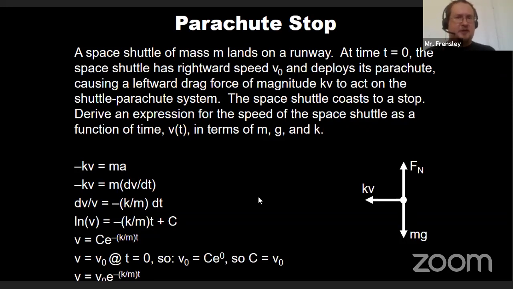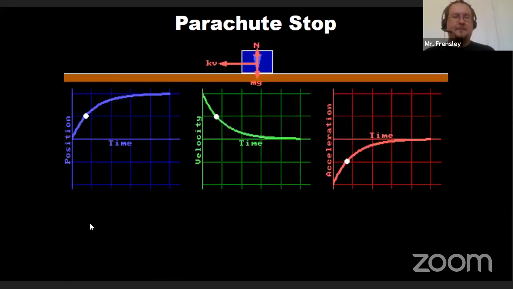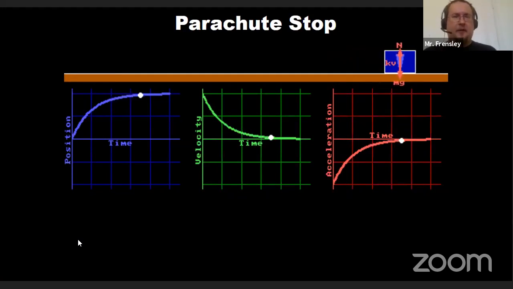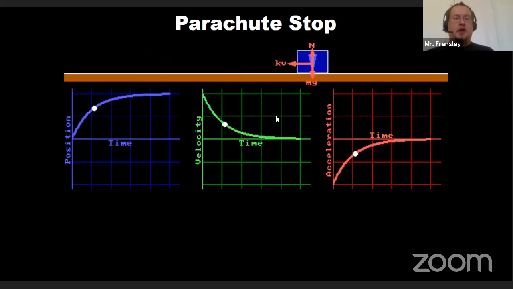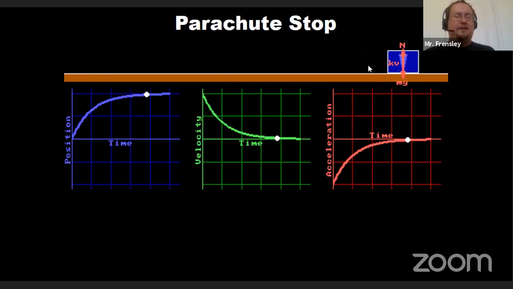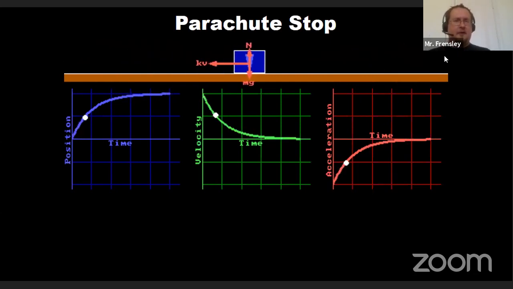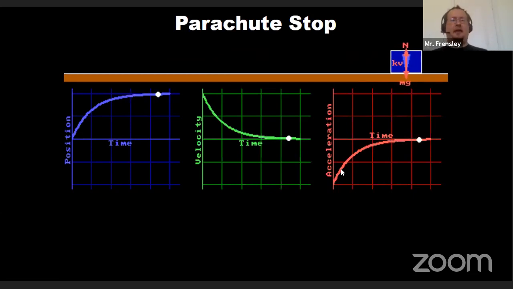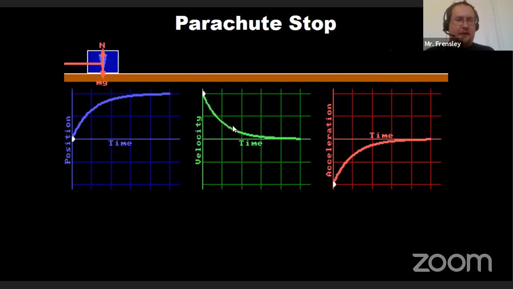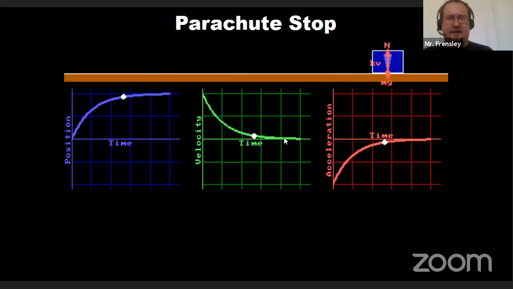That is the velocity of the space shuttle as it coasts to rest under the influence of only a drag force. This is an animation showing a block that represents the space shuttle. Notice how the kv force decreases as the speed decreases. That means that the acceleration becomes less and less. So on the acceleration graph, the acceleration is negative because the acceleration is to the left, in the same direction as kv. And the acceleration becomes less as the force becomes less, as the velocity becomes less. The velocity decreases exponentially, approaching 0, just as the acceleration does.